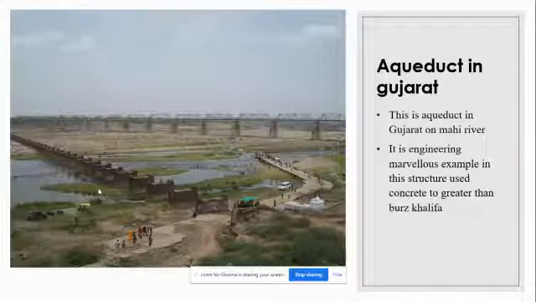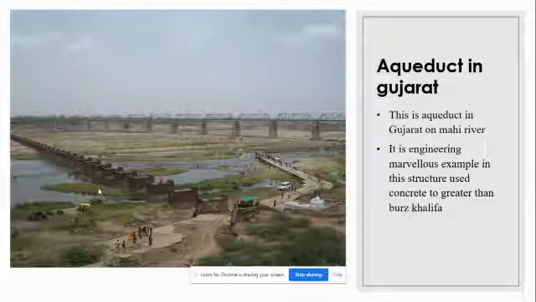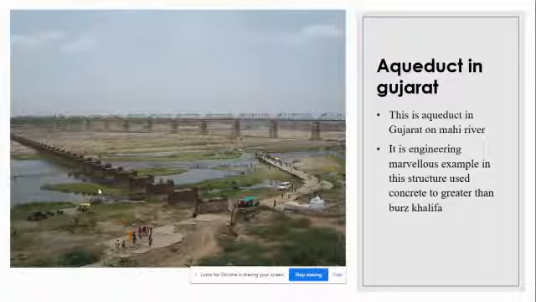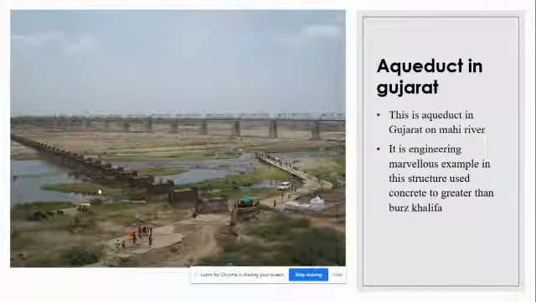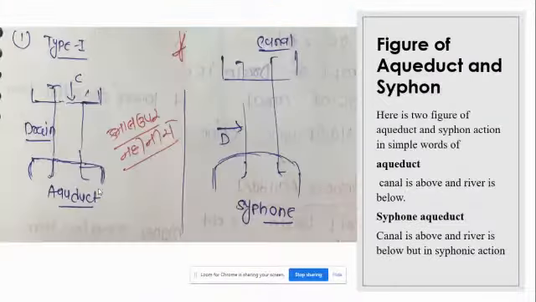Next, if anyone asks you to give one example of an aqueduct in Gujarat, yes, we have one best example in Gujarat, on the Mahi River. It is a really marvelous engineering example. The structure used concrete greater than the Burj Khalifa. That means it is a really good thing for us, and we are very fortunate to live in Gujarat.